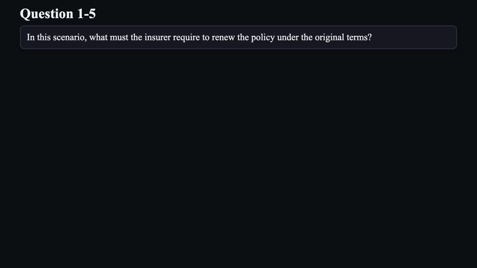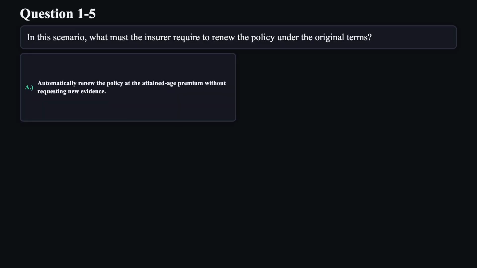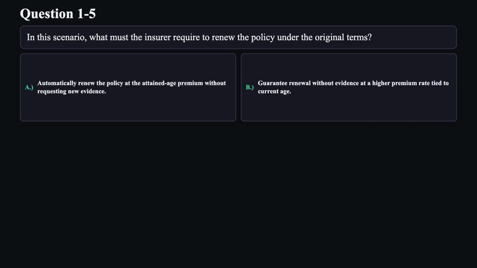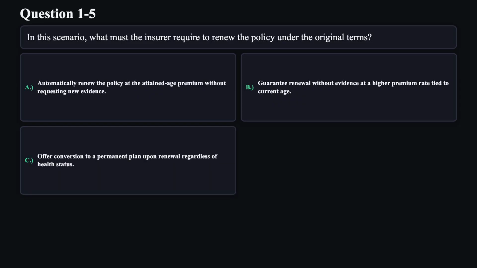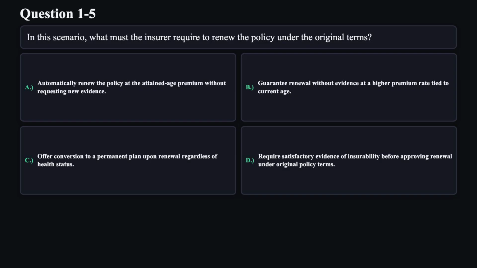Question 5. In this scenario, what must the insurer require to renew the policy under the original terms? A. Automatically renew the policy at the attained age premium without requesting new evidence. B. Guarantee renewal without evidence at a higher premium rate tied to current age. C. Offer conversion to a permanent plan upon renewal, regardless of health status. D. Require satisfactory evidence of insurability before approving renewal under original policy terms.